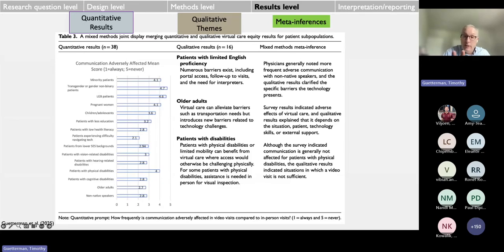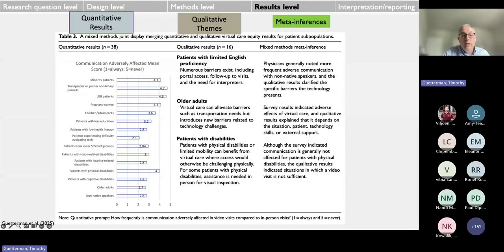And I should say this was an explanatory sequential design. This was about whether communication was adversely affected through video visits, telehealth visits, for these different groups of individuals. So we put that side by side with the related qualitative results, thinking about some different groups for whom communication is affected, both positively and negatively, and then ultimately using that to develop the meta inferences, which is what you see in the final column.